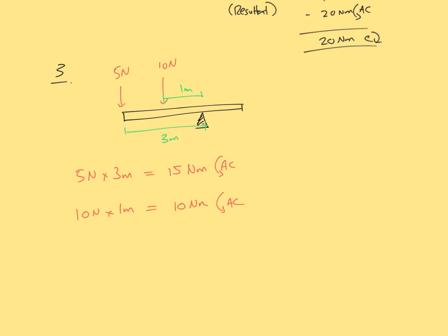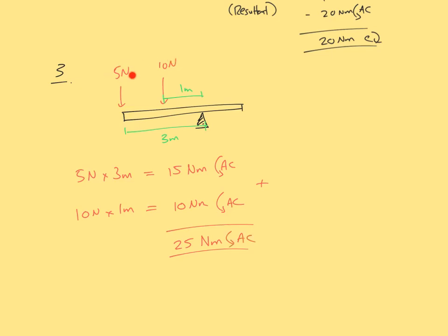So what I've got now is one 15 Newton meter anti-clockwise effect and another 10 Newton meter anti-clockwise effect, so they're helping each other. So in effect I'm going to add those together because they're helping each other. So those two combined give me a total of 25 Newton meters anti-clockwise.